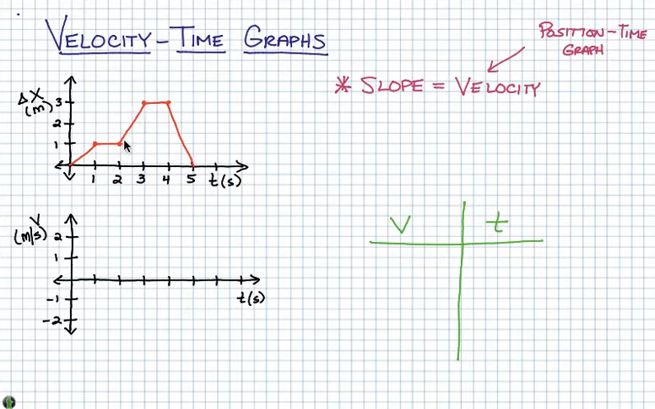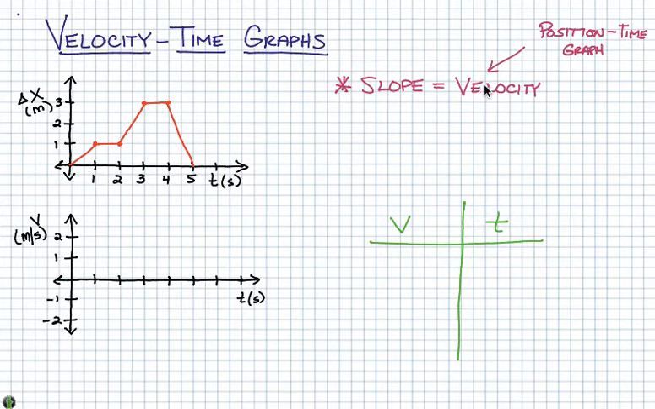Here, if we find the slope of this line, well, the rise, it goes from 1 all the way up to 3. So the rise right here is 2, and the run is 1 second. So 2 over 1 should give us 2. So since the slope of this position time graph from 2 to 3 seconds is 2, that must mean our velocity is 2 meters per second. From 3 to 4 seconds, hopefully you realize no displacement. There is no displacement between 3 and 4 seconds. Therefore, our velocity is 0.